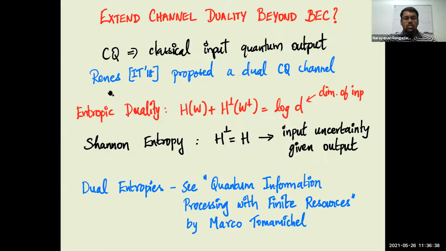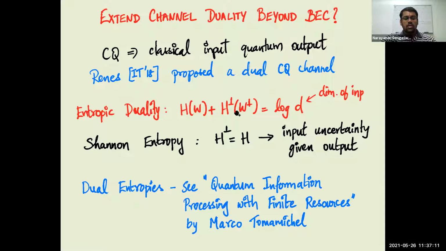This is what Joseph Renes did in 2018. He considered the class of channels which have classical inputs but quantum outputs. For example, any classical channel can be embedded into a CQ channel, simply because classical outputs are special cases of quantum outputs, so this includes all classical channels. He defined the dual channel in a particular way, which has some details. In the interest of time, we will not discuss that in the talk, but he defines a concrete notion of dual channel.